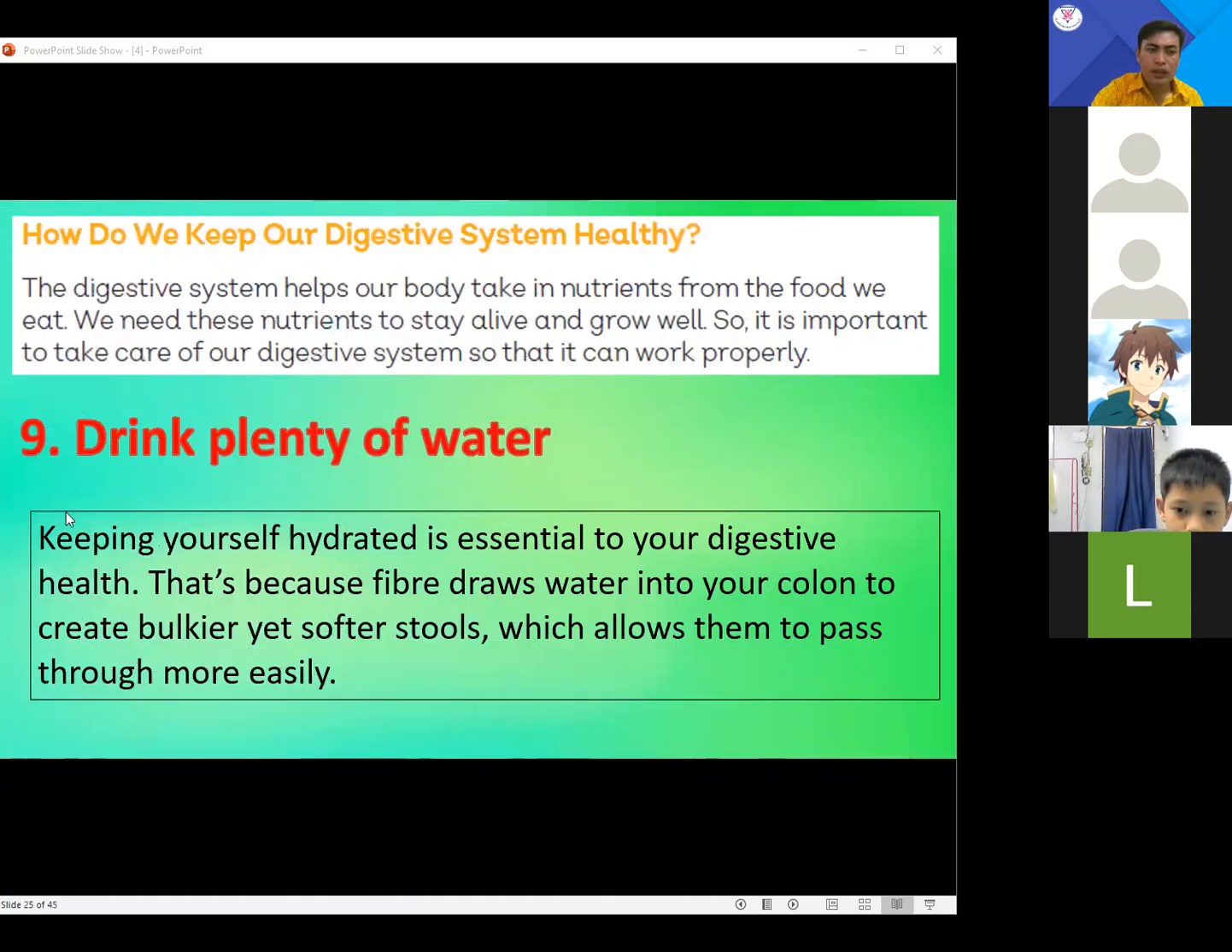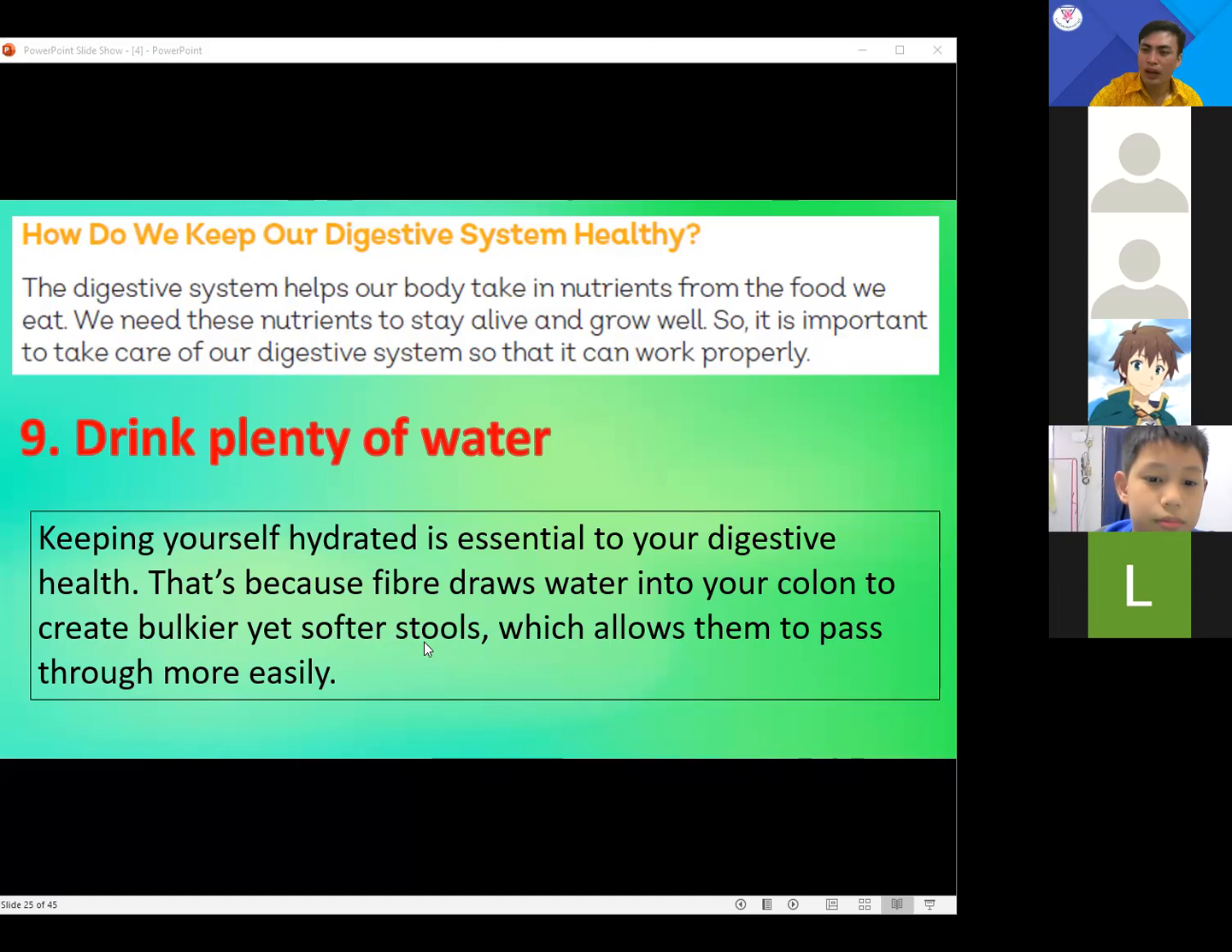All right. Now let's go to the last one, I believe. Drink plenty of water. This is number 9. Copy this one in number 9. Drink plenty of water. Keeping yourself hydrated is essential to your digestive health. That's because fiber draws water into your colon to create bulkier yet softer stools. The word stools is the same as feces or poop. Okay, so we want to make them soft, not hard as a rock.